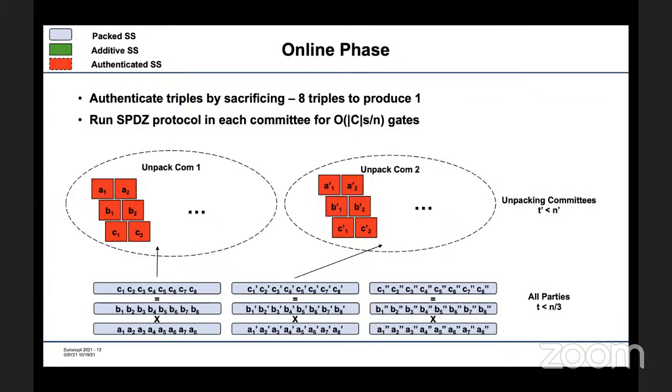And the important thing is, because we have many committees, each committee can be responsible for a small fraction of the gates. And so even though in SPDZ each party does constant communication per gate, the number of gates that each party has to handle is small, allowing us to get this cost low.